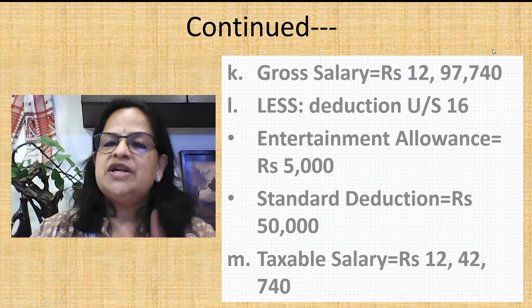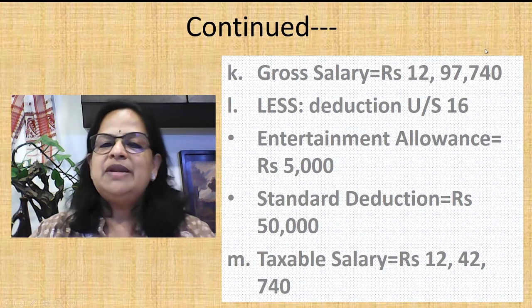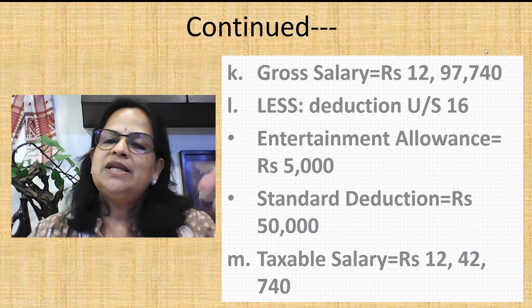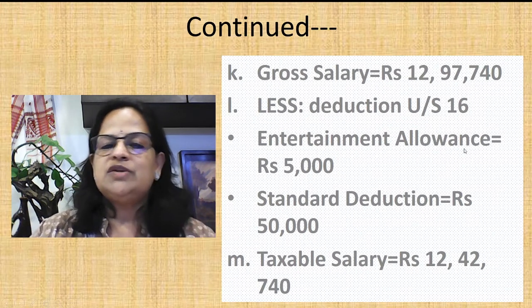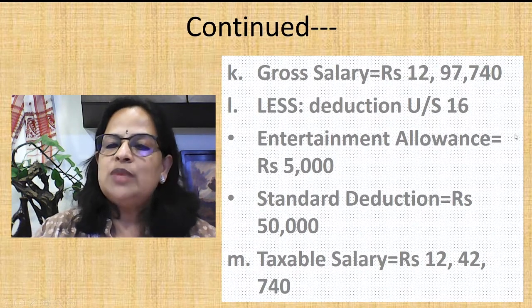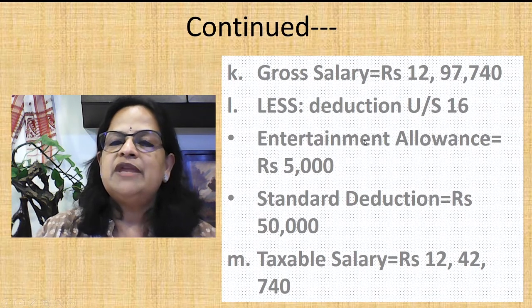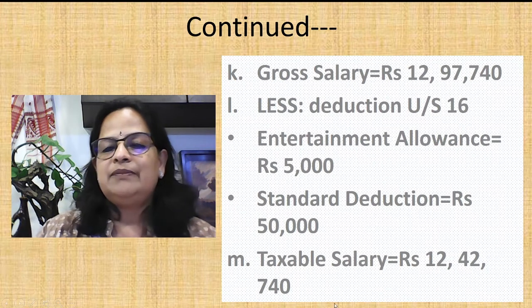Now less: deduction under section 16, entertainment allowance 5,000. How are we getting that exemption? I have explained in the next slide. Standard deduction 50,000. Taxable salary is 12,42,740. That is, 55,000 you have deducted from the gross salary.